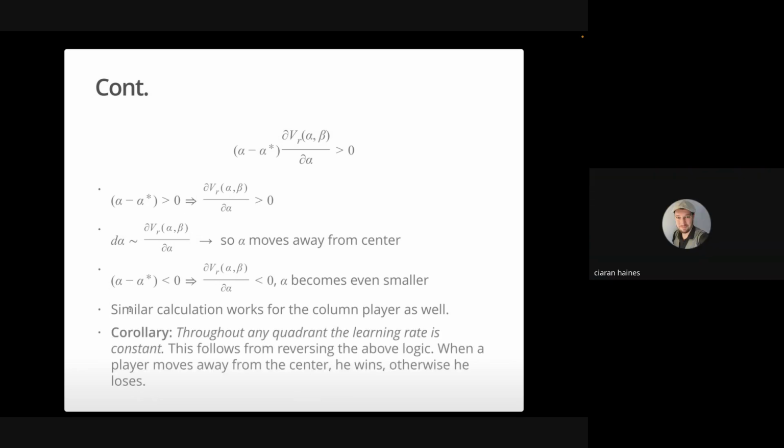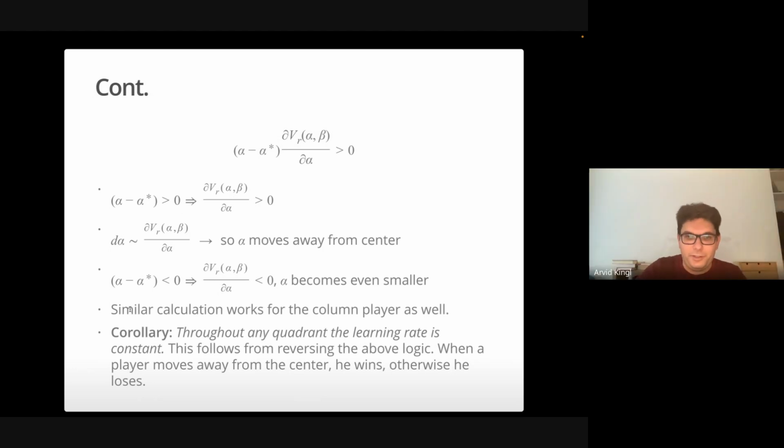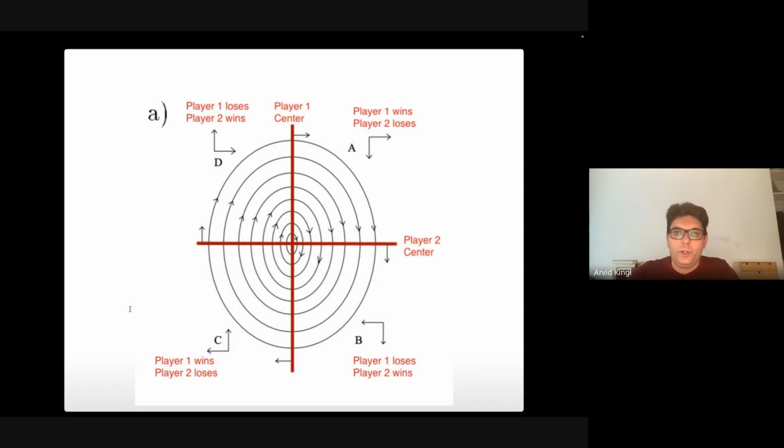Sorry, you were saying right and left there, but I've lost track. So it's probably easiest if you look at it in the quadrants. This red line is the center of player 1. That means where he is on the alpha value that corresponds to the alpha value of his equilibrium.